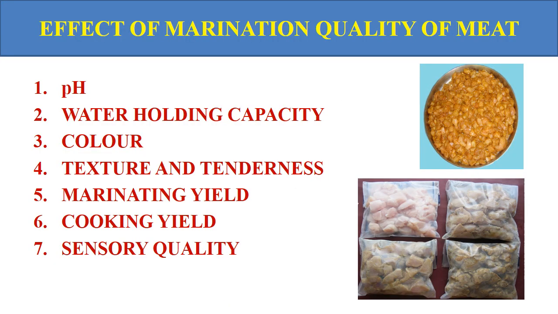Now we will have a comparative discussion about the effect of marination on the quality of meat, especially the physicochemical quality and the sensory quality. So the parameters like pH, water holding capacity, color, texture, marinating yield, cooking yield and sensory quality. On this quality, how the methods of marination like tumbling, injecting, tenderizing and immersion have a different impact. Based on different scientific studies, we will have a comparative discussion.